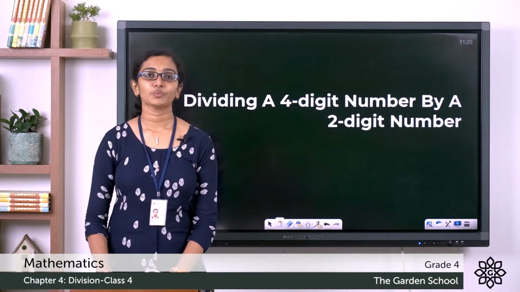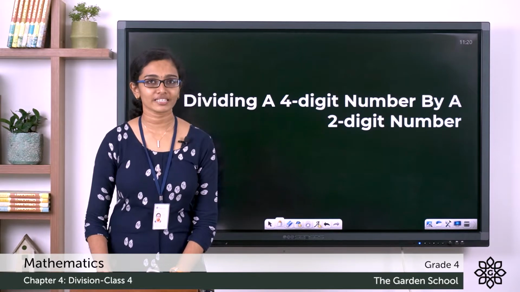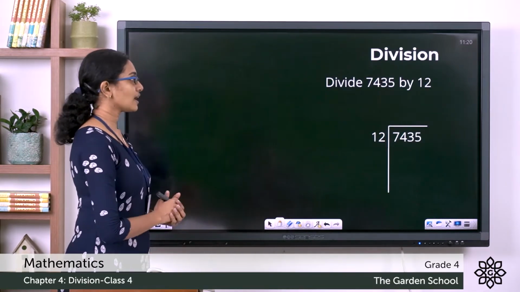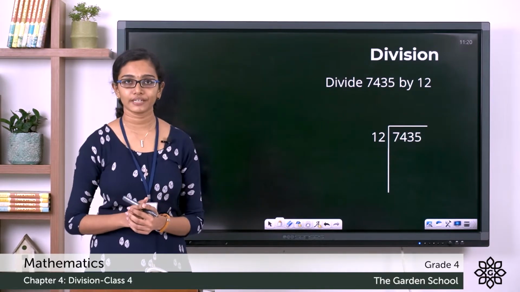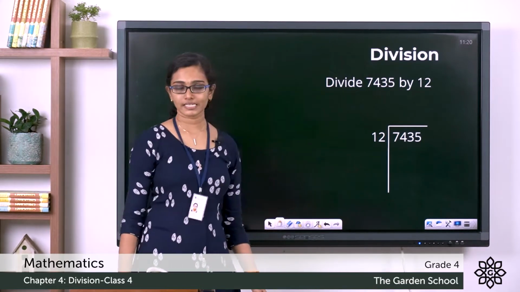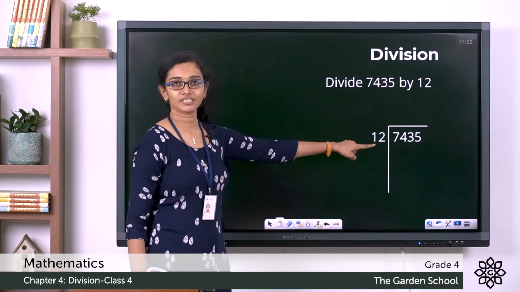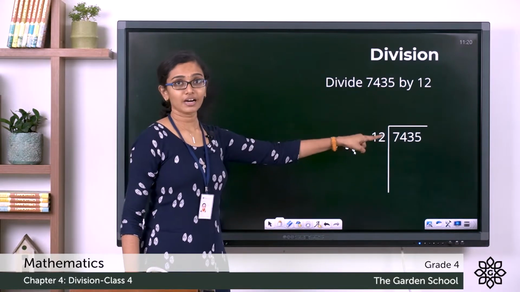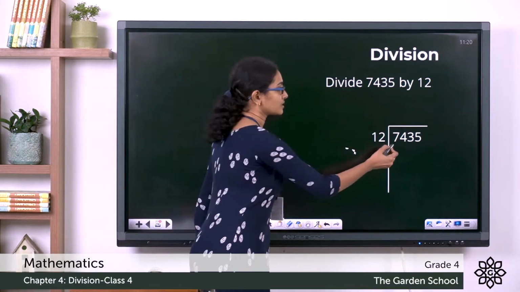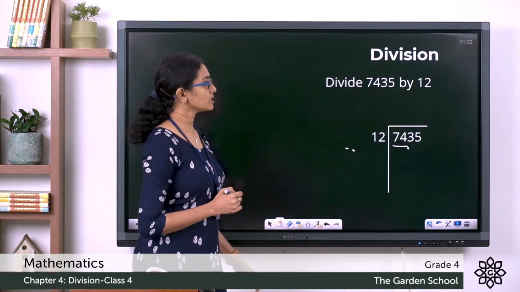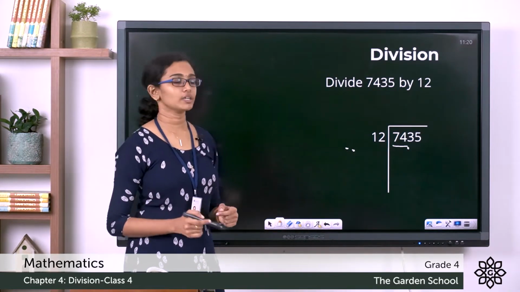In this class, we'll see how we can divide a 4-digit number by a 2-digit number. Look at this example. Divide 7435 by 12. Here we have the dividend, which is a 4-digit number, and the divisor, which is a 2-digit number. Since we are dividing with a 2-digit number, let's consider the first 2 digits of the dividend, which is 74. Let's see how many 12s can go in 74.